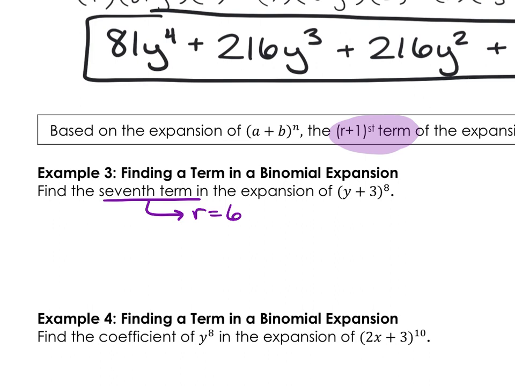Okay, so if we were finding the seventh term of (y plus 3) raised to the 8th power, because like, ew, we'd have to do 8 or 9 separate little things. That's a lot. We follow the formula where it says start with n, that's 8.